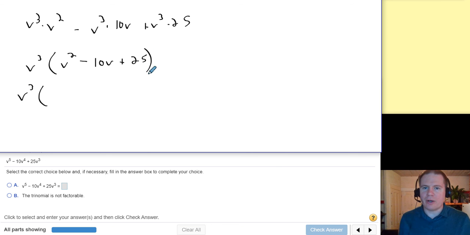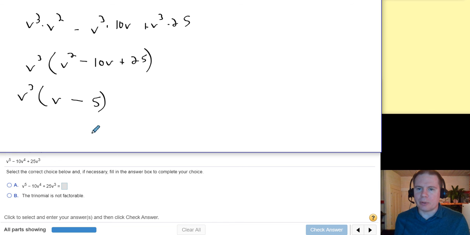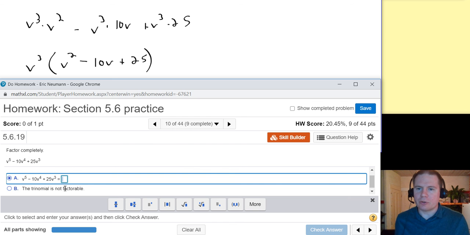And notice 25 is a perfect square. What squared gets you 25? 5 squared gets you 25. V squared is a perfect square. V squared is v squared. And if I multiply these, 5v, double that, I get 10v, except I want negative 10v, so that means I have to be doubling negative 5v. Negative 5 times negative 5 is still positive 25. This binomial cannot be factored any further, so we're done.